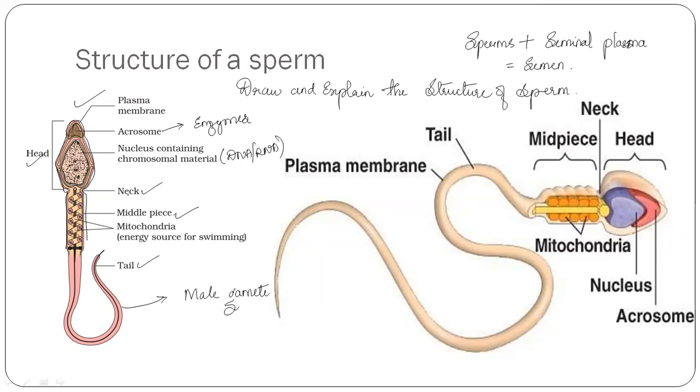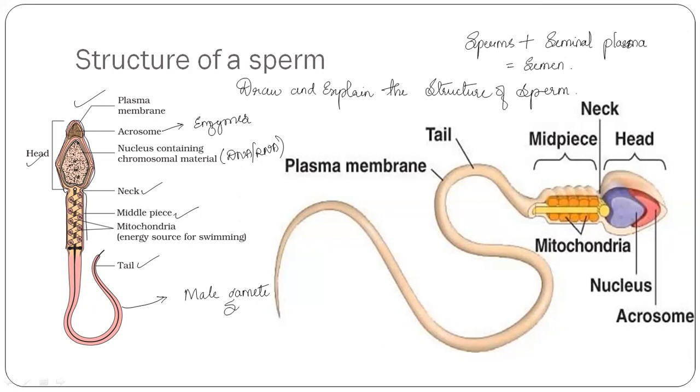Later, coming to the neck part, there is a middle piece, and the middle piece consists of a lot of mitochondria, which we also call the powerhouse of the cell, which helps in the production of energy and gives the energy for the sperms to move. Yes or no? Sperms to move. That is for the motility.